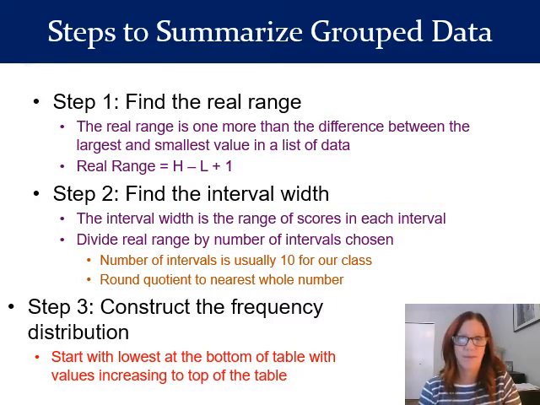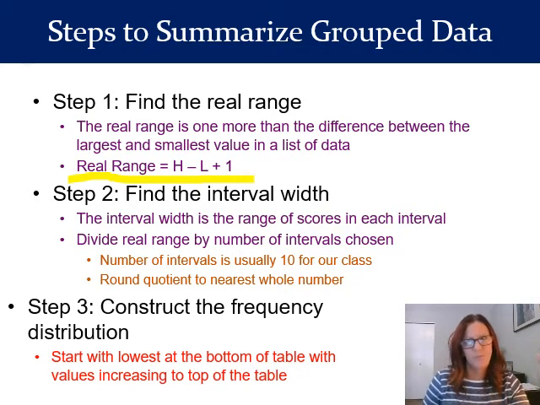So there are specific steps to finding your width, basically, and that's really the key, is to find the appropriate width, because otherwise it's just a guessing game. So the first thing you do is you're going to find what is called the real range. So if you'll notice here, we have the real range, and it's h minus l plus 1. Just take your highest number, subtract the lowest number, and add 1. Because what the 1 is, it's basically accounting for the upper and lower real limits.